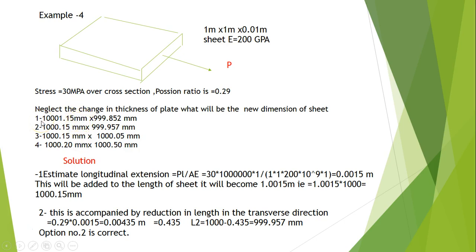Either the sheet will become 1001.15 millimeter multiplied by 999.852, or 1000.15 millimeter by 999.957, or 1000.15 multiplied by. He is giving several equations.